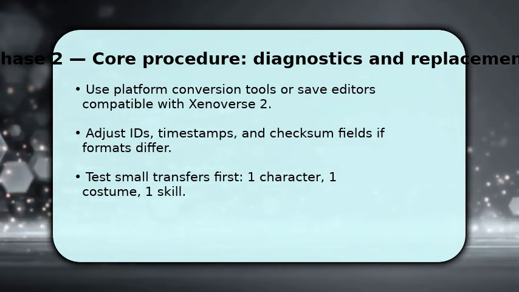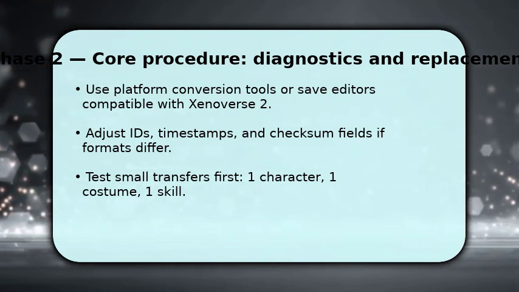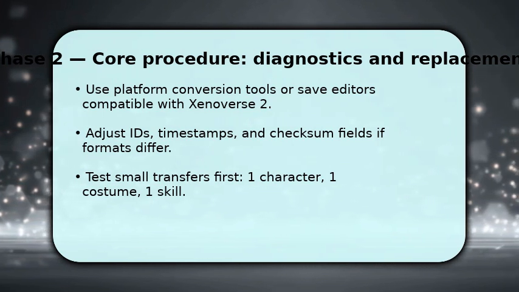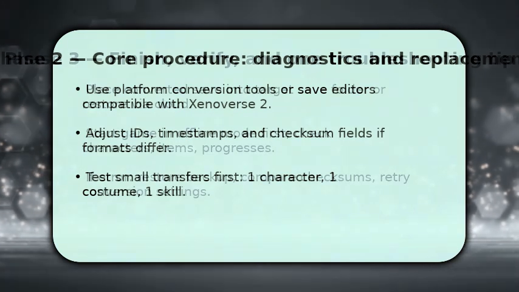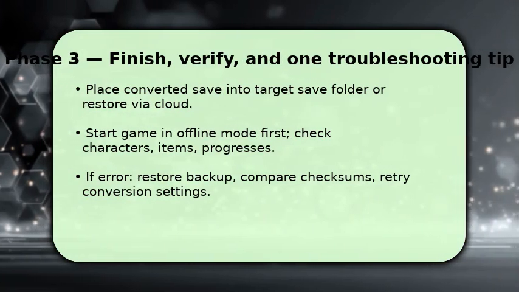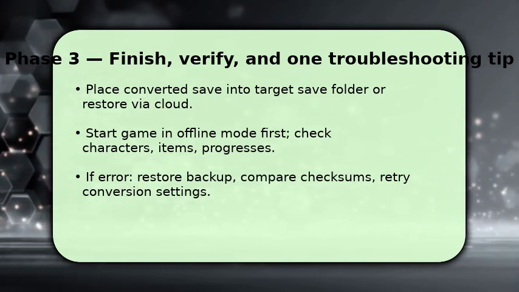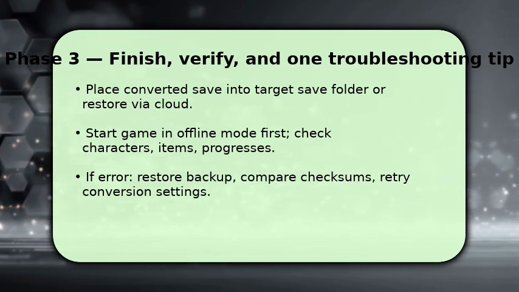Then perform a small test transfer, just one character or one costume, and load the game on the target system to verify. You finish by putting the converted save into the target system's save location or restoring it from cloud storage, and then start the game in offline mode to avoid sync conflicts. Load the profile, inspect characters, inventory, and story progress to confirm everything transferred correctly.